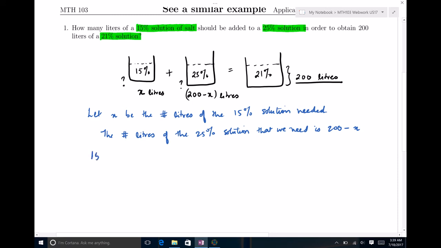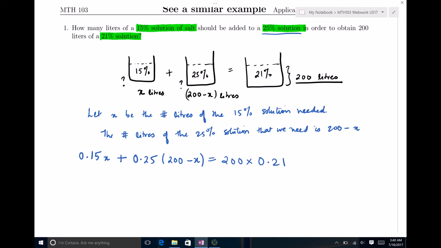So 15% is 0.15, and since it's x liters, 0.15 times x is the amount of salt in the first solution. The amount of salt that comes from the second solution is 25%, so 0.25 times (200 minus x), since that's the volume of the solution. The total amount is 200 liters, but all 200 of the liters are not salt, it's just 21% of that, so it's 200 times 0.21.